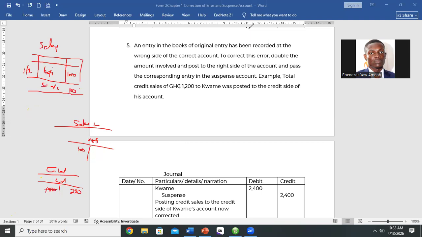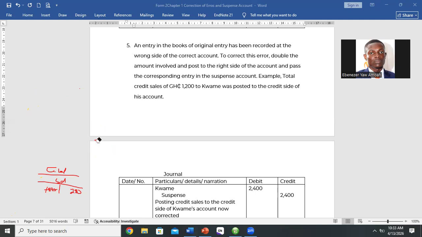Now, if you are wondering how these are going to manifest in your questions or illustrations, the errors will just be stated with amounts, and then you have to be able to do the analysis. That, okay, in this error, they made a mistake when they were posting to the account, or they made an error when they were preparing the trial balance, or they made a single entry error, or they did an overcast, or they did an undercast. That's why it's important that you appreciate these explanations.